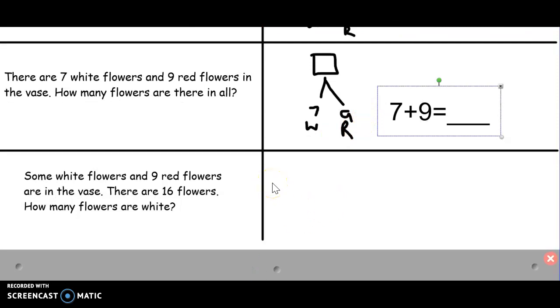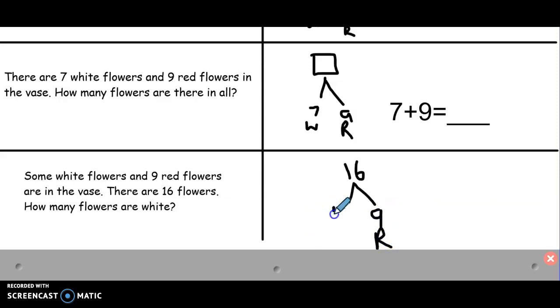All right. So now our word problem says some white flowers and 9 red flowers are in the vase. There are 16 flowers. How many flowers are white? So again, similar everything except for the information that we know is different now. So we know that 16 flowers is how many we have total, so that goes on the top of the mountain. And the information that we do know is that we have 9 of the red flowers. This time, we're looking for the white flowers, so that's the unknown partner.